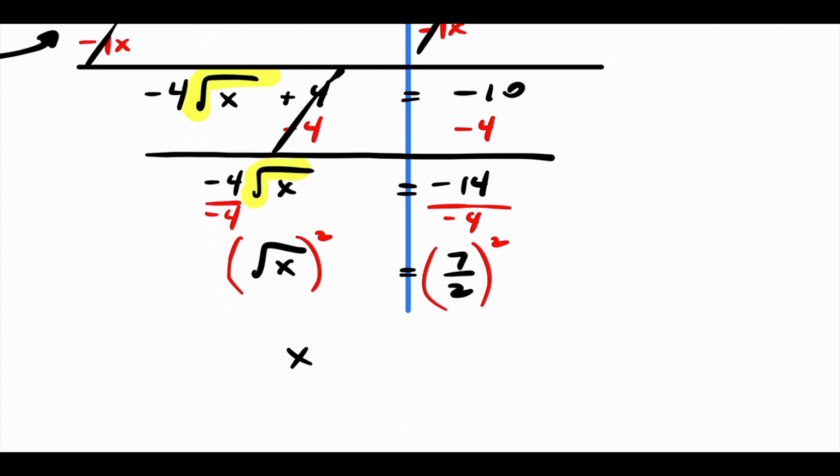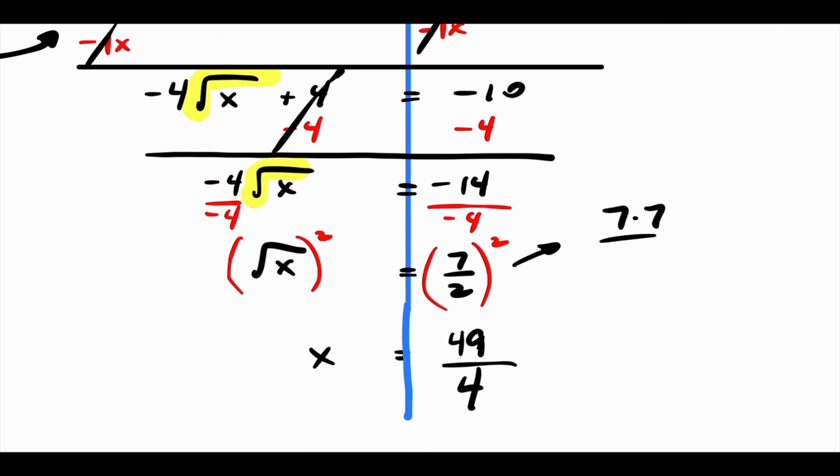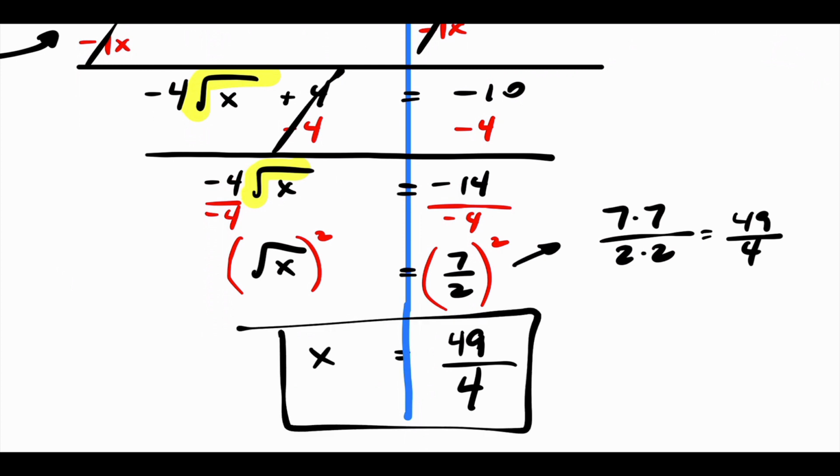So we get x equals, how do we square a fraction? Easy. Square the top, square the bottom. So if I square the top, I get 7 times 7, 49. Square the bottom, I get 2 times 2, which is 4. I don't think you can reduce that. 4 doesn't go into 49 immediately. It's like 12 point something. You're done. You are done.